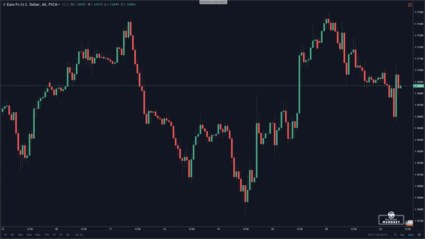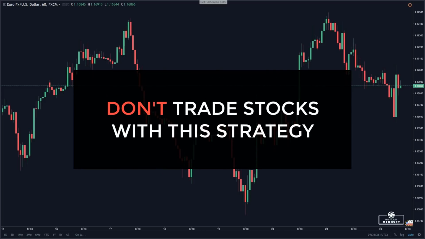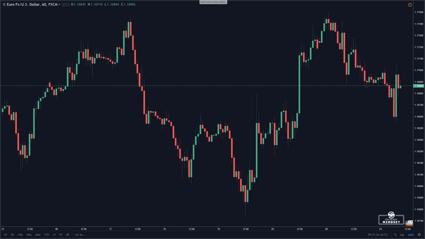Backtest other currency pairs, commodities, or even cryptocurrencies and see which time frame is suited for them. And very important, don't trade stocks with this system because the AD line does not include gaps in its calculation and the signals will not be 100% reliable.